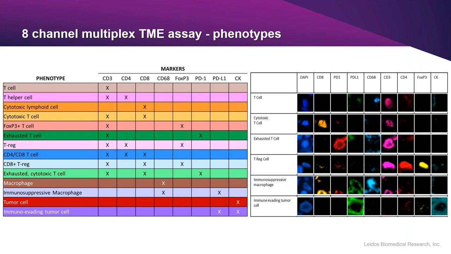Here's a list of the relevant phenotypes for the TME 8-plex panel, including single cell visualization of select phenotypes to the right. Staining for this biomarker panel on a single slide allows us to delve deeper into cell subtypes at single cell resolution while conserving tissue. For instance, we can pick up all the T cells or focus strictly on cytotoxic T cells, exhausted T cells, and exhausted cytotoxic T cells. The single cell localization is excellent, and we're able to discern signals within the nucleus, cytoplasm, or the cell membrane.